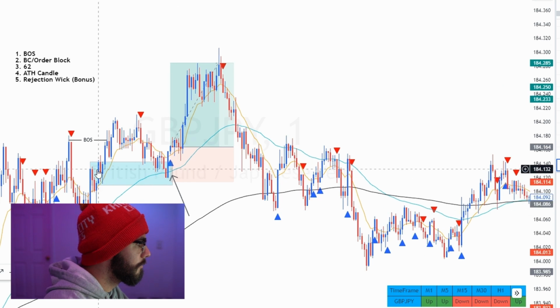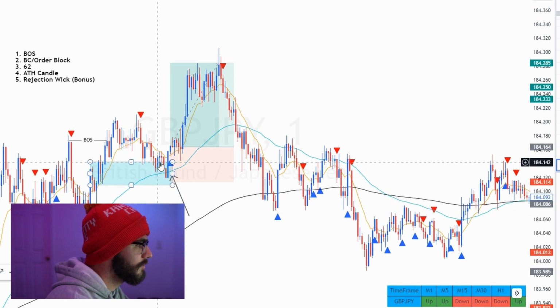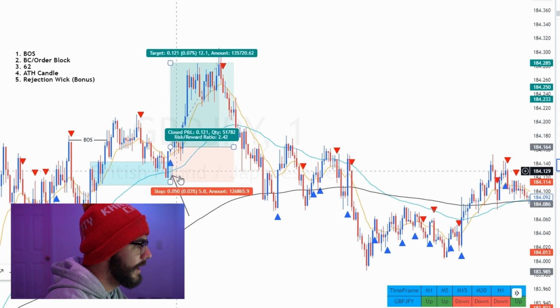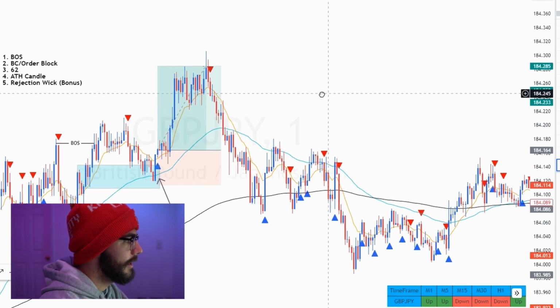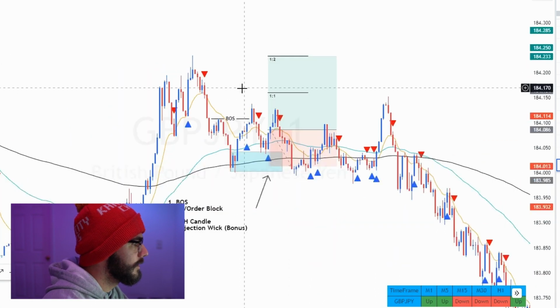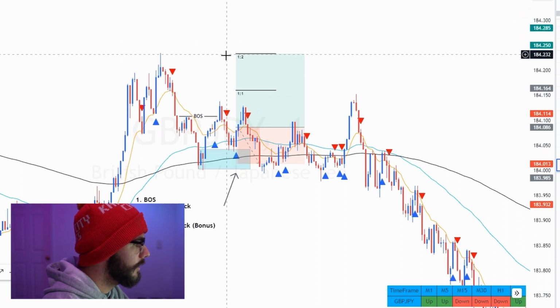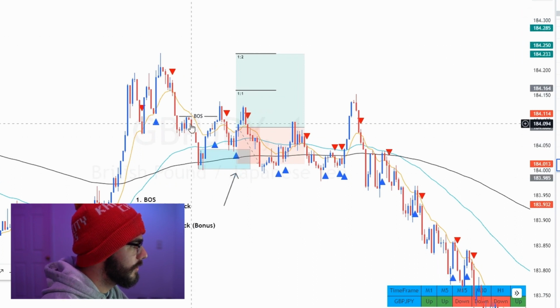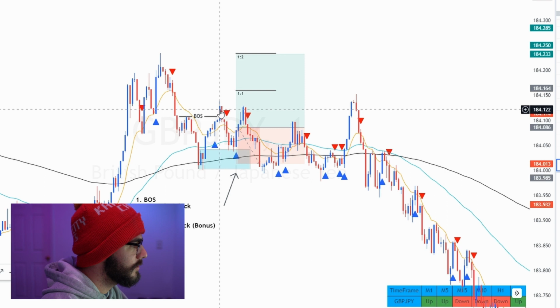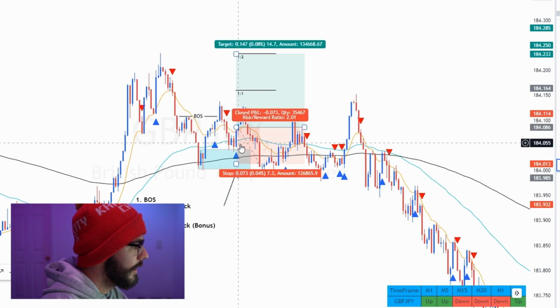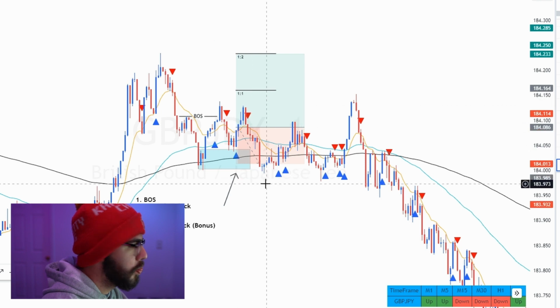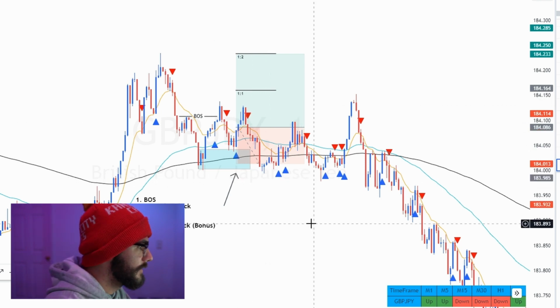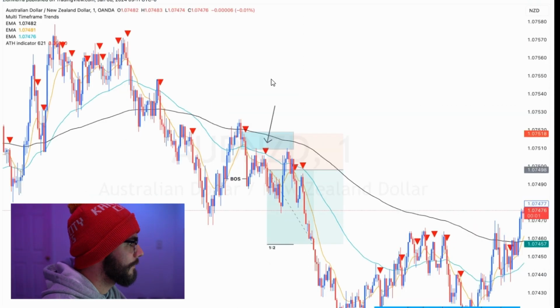This area pushed up, broke that structure, retraced to my 62, got my arrow, got in, bang, winning trade. Okay? Next one, same pair later on. Break of structure, area pushed up, broke a structure. See that? Closed above that high, break of structure, retraced to this blue line, got my arrow, got in, and loss. That's all right. On to the next one.